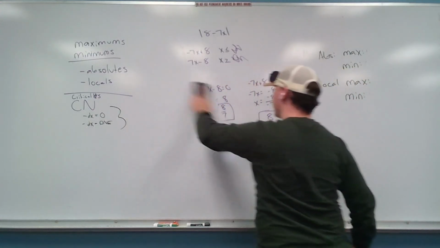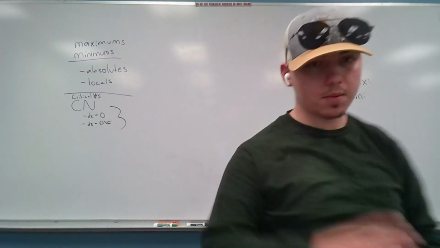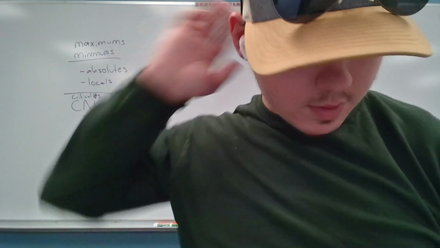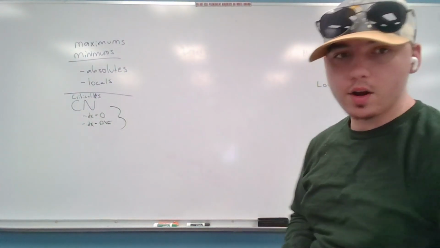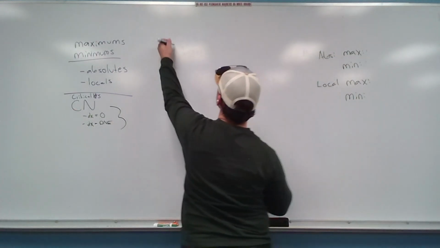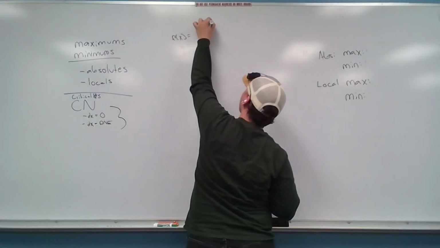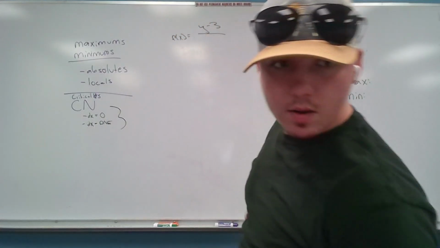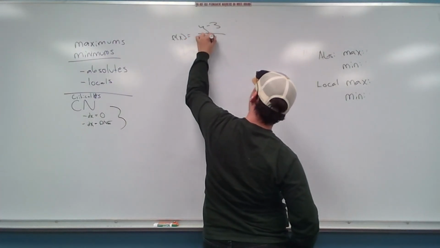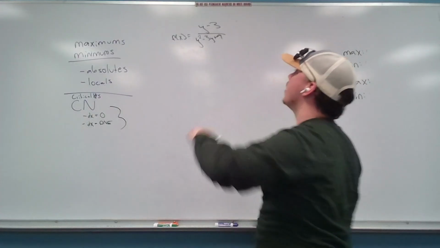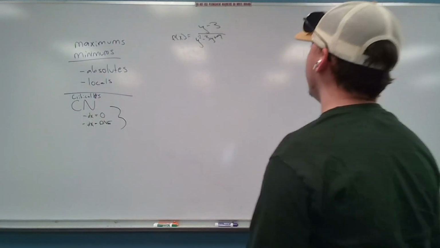So that's another aspect, but I really want to do a difficult problem just to review it. So let's find the critical numbers of this special function, where f of x equals y minus 3 over y squared minus 3y plus 9. Okay, so what do we do? Well, all we have to do is take the derivative and find what happens.